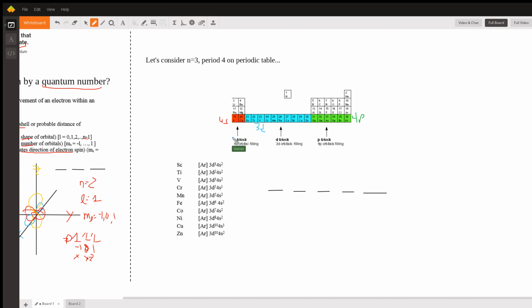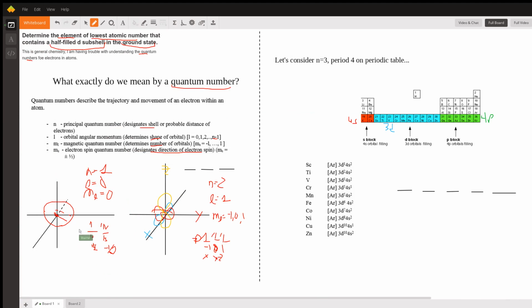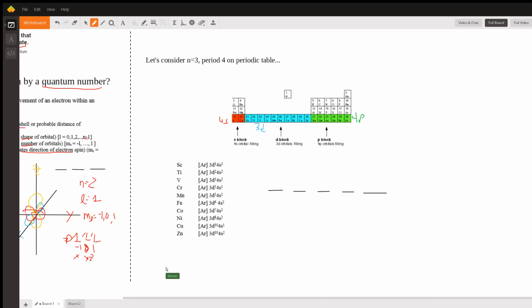So the question is asking specifically about the lowest atomic number, so we have to consider the shell where the d orbitals are lowest. It's going to be 3d. So we're trying to find which specific element has a half-filled d orbital.